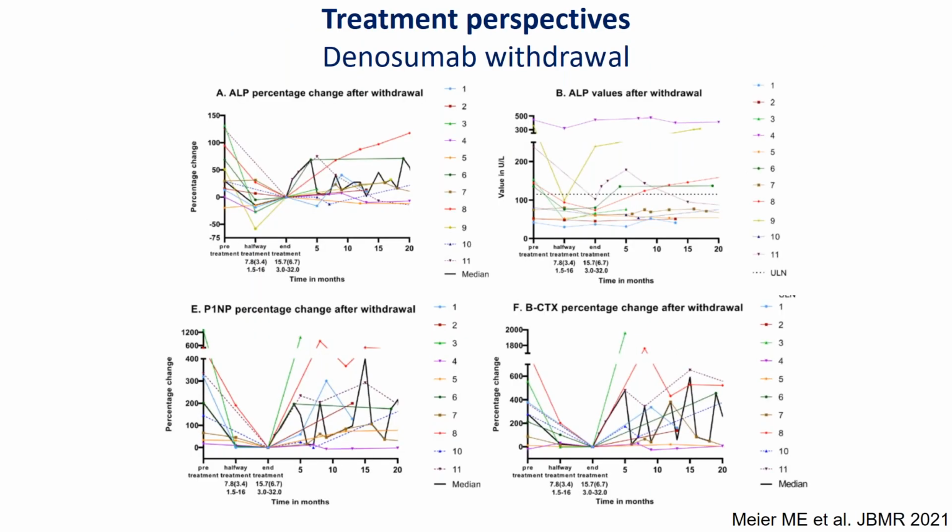Denosumab withdrawal has also been studied in adults, and you can see that as expected, there's a rebound that may be less important than in postmenopausal osteoporosis, but these patients have been pretreated with bisphosphonate, so this may be a sort of protection.